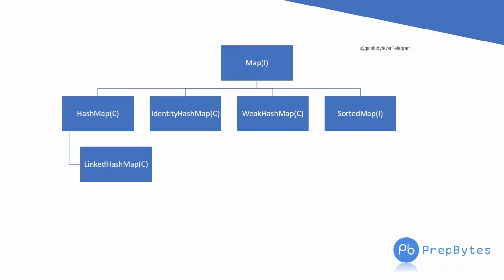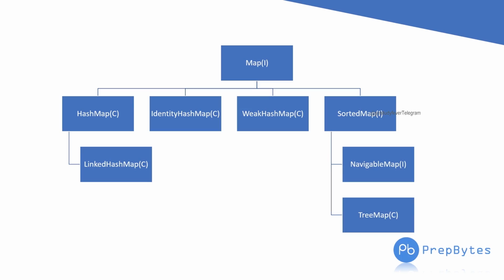Now we will see sorted map. So you have seen sorted set. It is exactly the same. Then we will see navigable map. We have also seen navigable set. The functions are also the same, only the name is different. And this is tree map. We have seen tree set. This is also the same. Okay, I will just explain everything now, just for sorted map, navigable map, and the tree map.